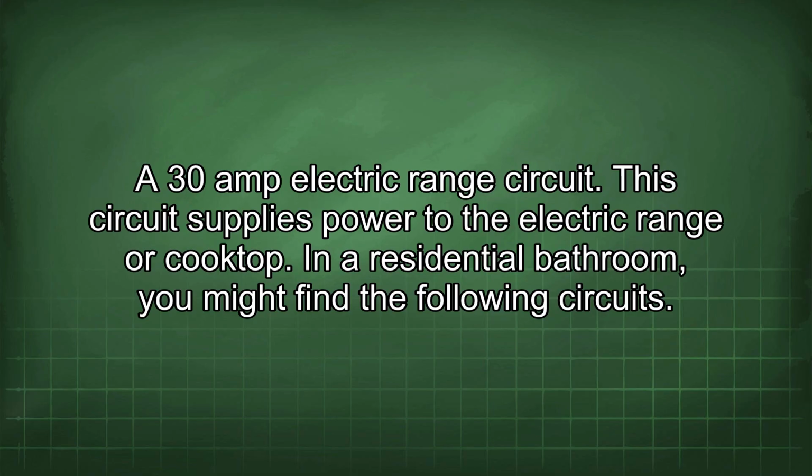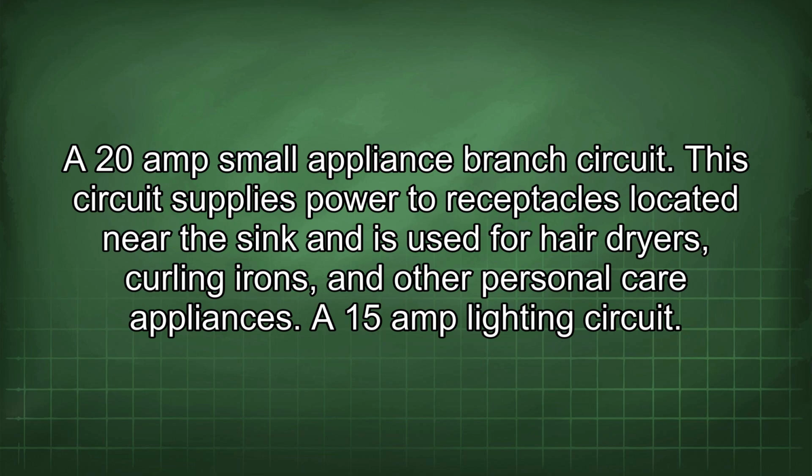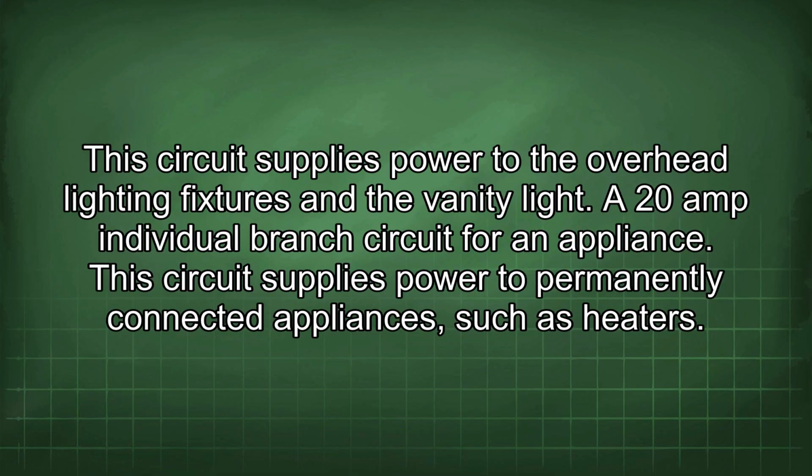In a residential bathroom, you might find the following circuits. A 20 amp small appliance branch circuit. This circuit supplies power to receptacles located near the sink and is used for hair dryers, curling irons, and other personal care appliances. A 15 amp lighting circuit. This circuit supplies power to the overhead lighting fixtures and the vanity light. A 20 amp individual branch circuit for an appliance. This circuit supplies power to permanently connected appliances, such as heaters.